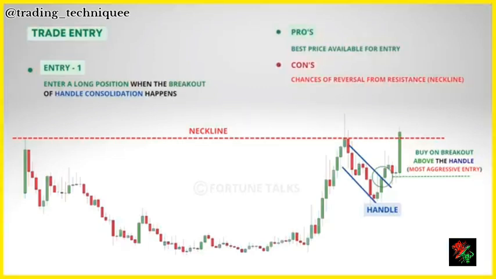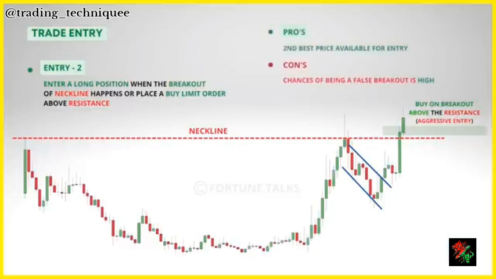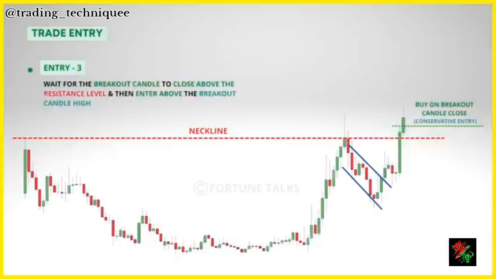But since there is a resistance level above it, the price could just reverse and hit your stop loss. So an alternative entry is to go long on the breakout above the neckline. This is the second best price you can get an entry at. But there is still a danger of a false breakout in this method. And if you are more conservative, you can wait for the breakout candle to close above the neckline and then take a long entry on the next candle above the breakout candle highs.